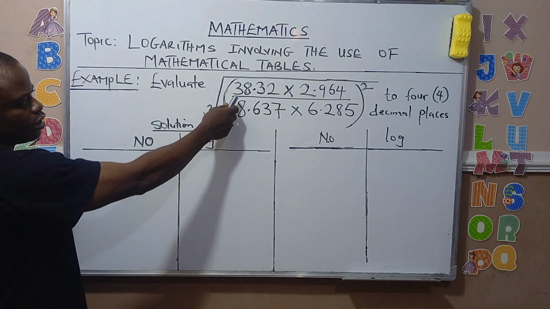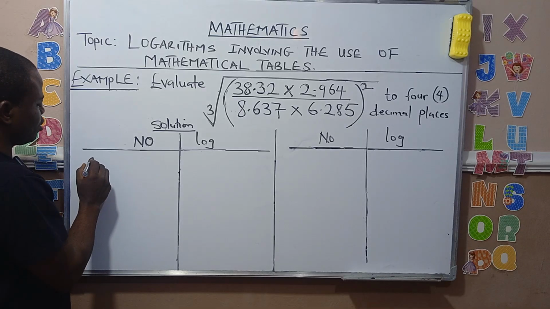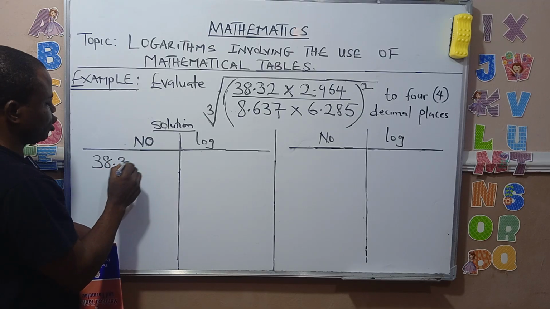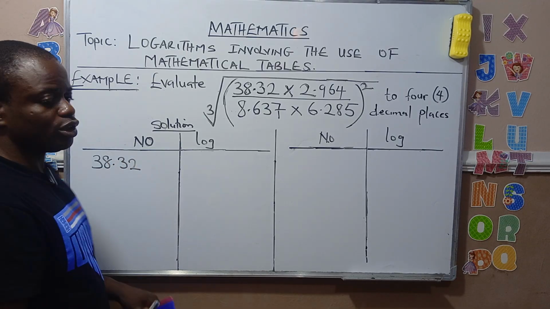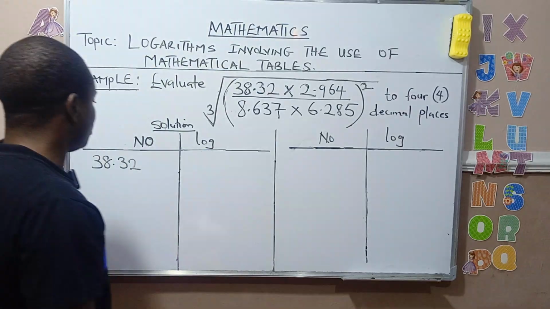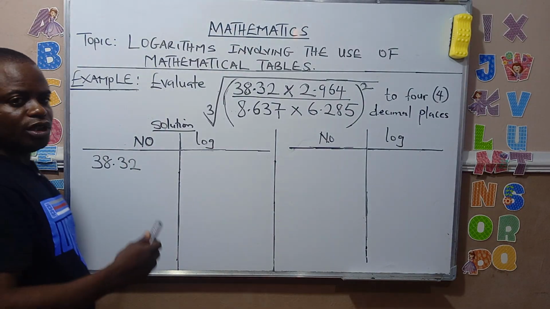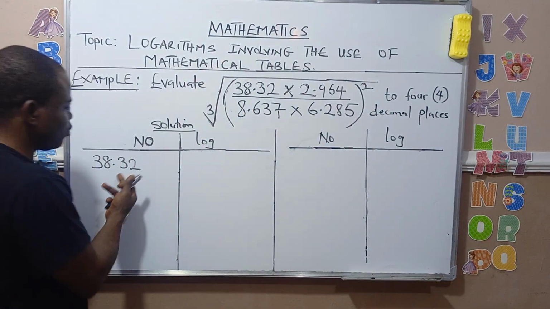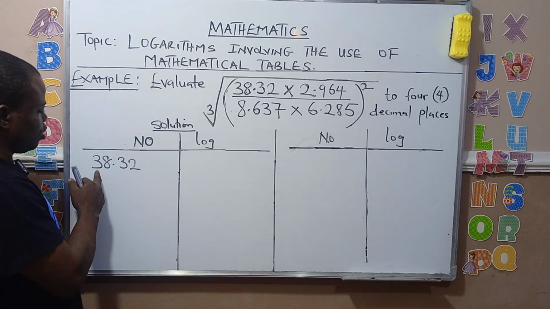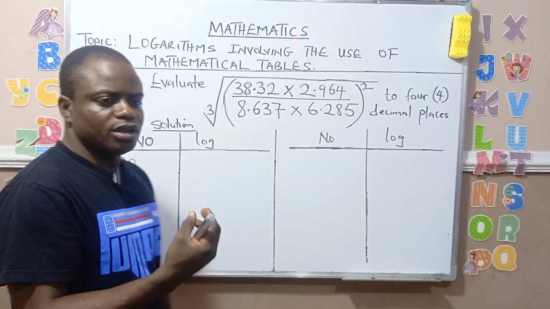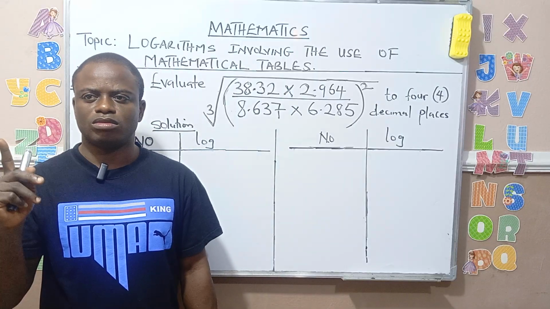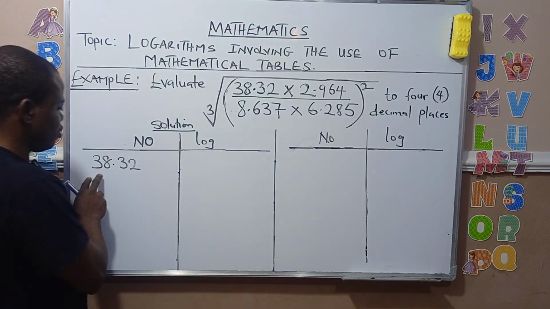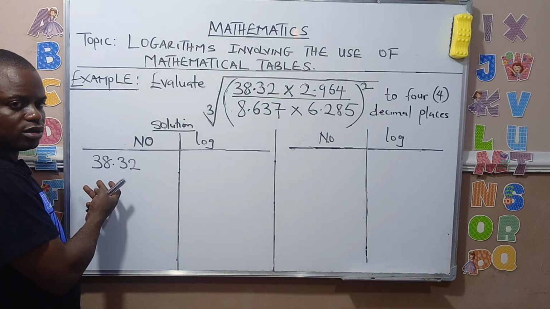Now let's start with the first number. The first number is 38.32. When you're looking for the characteristics or the integer, look at the numbers before the decimal, count the numbers. You have 2 numbers. That 2 numbers, you're going to subtract 1. 1 is a constant number that you must know at the back of your mind to subtract from the numbers.